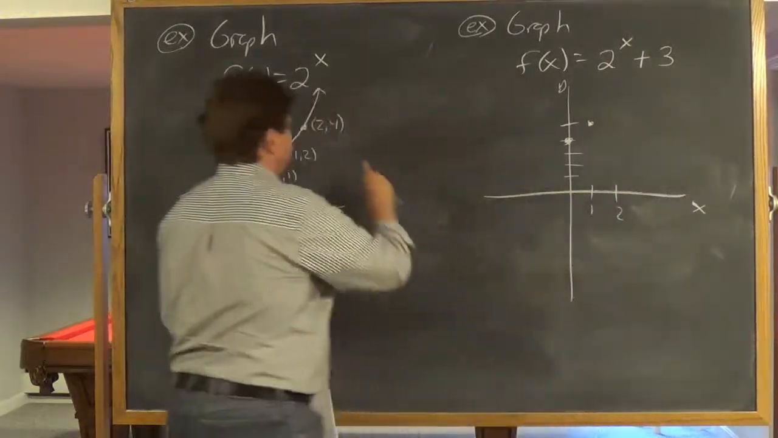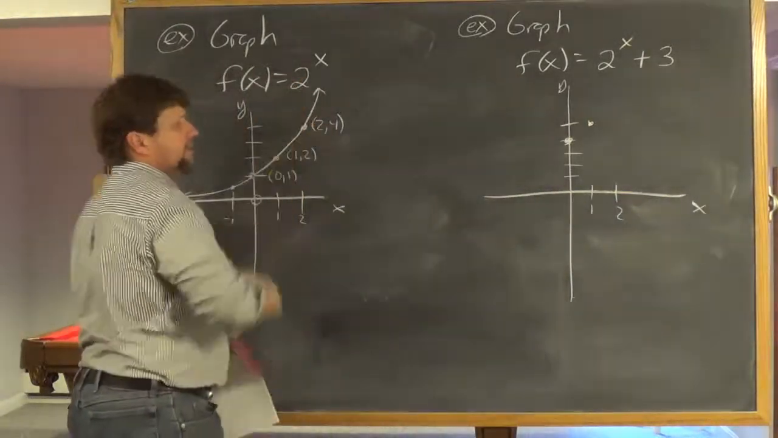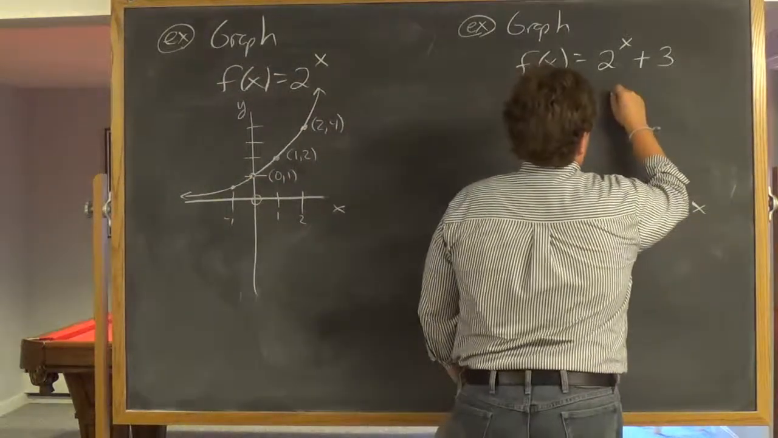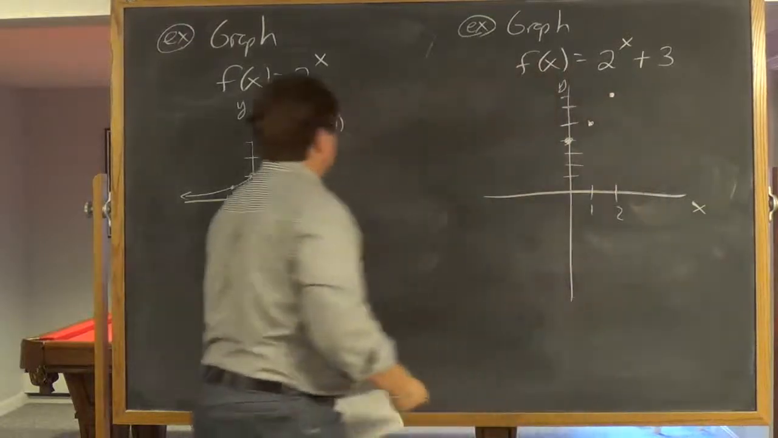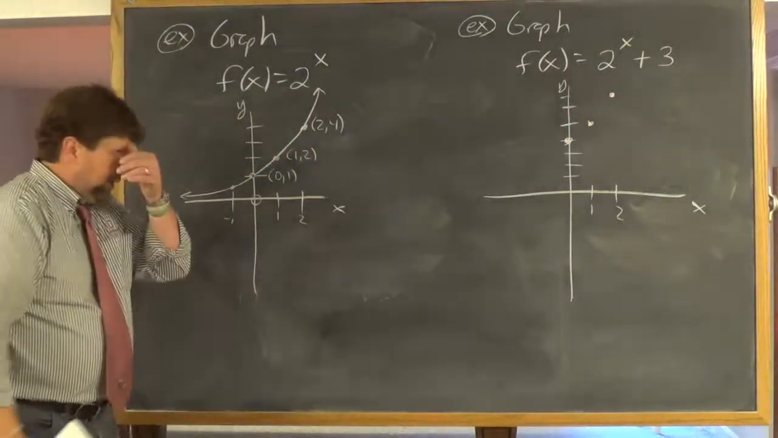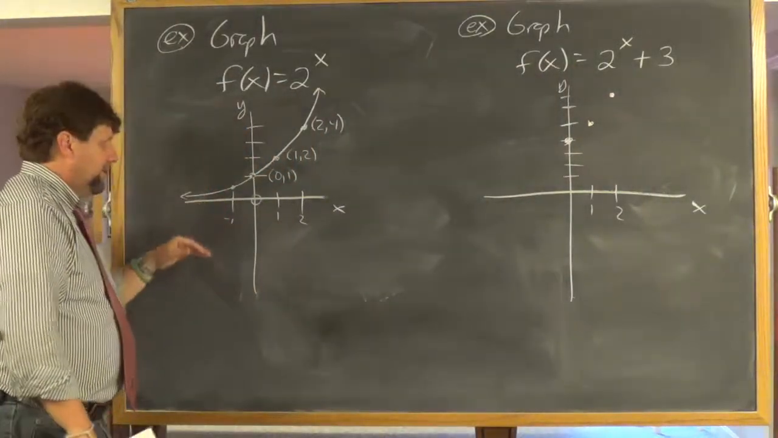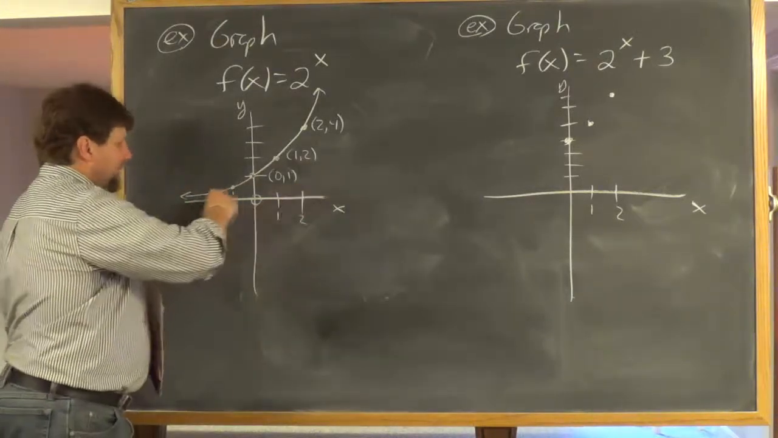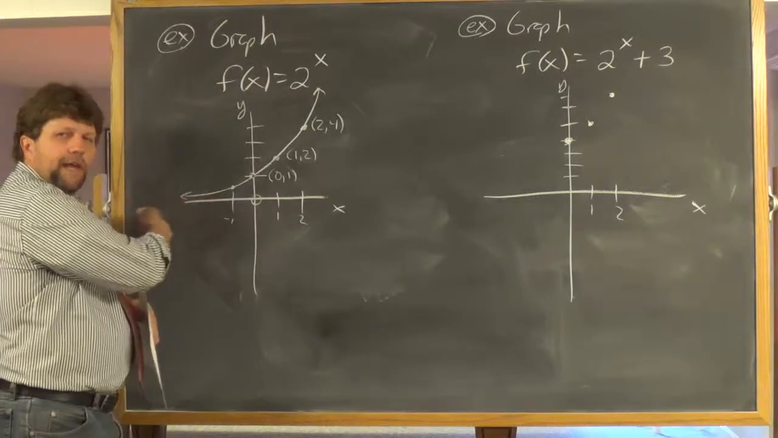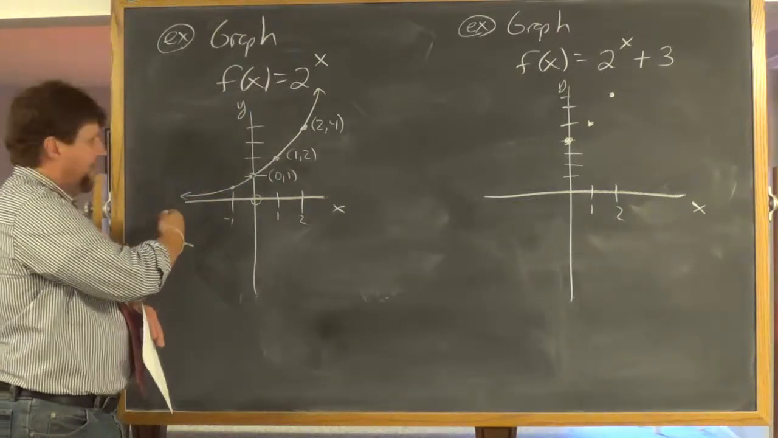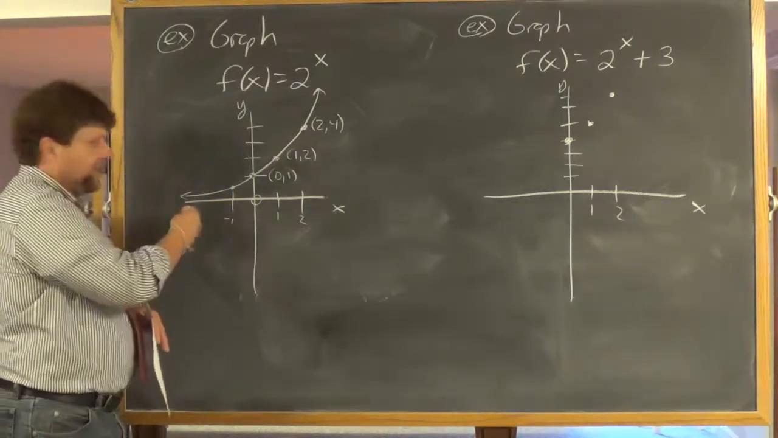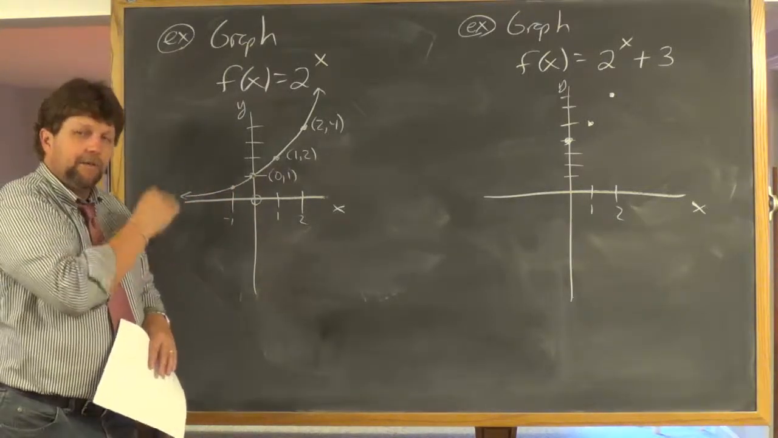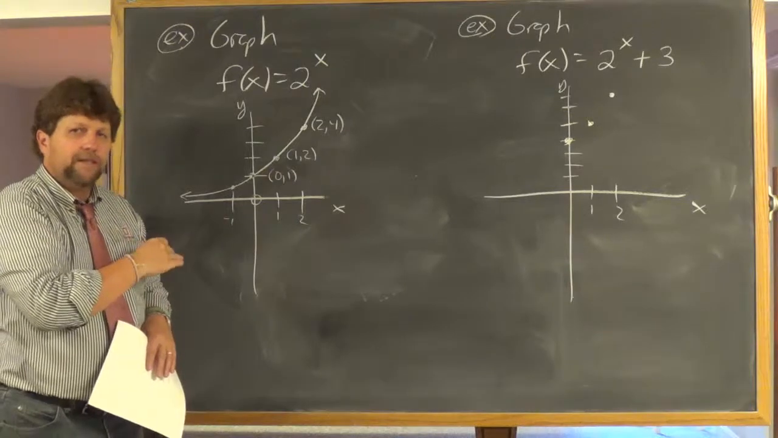And this point here would be shifted up 3 units, so I'd go to 2, 7. And I should be able to sketch the graph. Now one thing that I'd like you to notice is on the graph of 2 to the x, the x-axis is like a horizontal asymptote as we head towards negative values of x. The graph would get really, really close to the x-axis, but it would never touch it, it would never cross it.